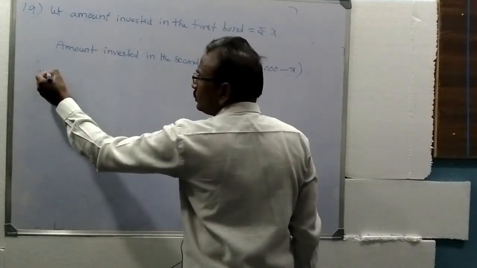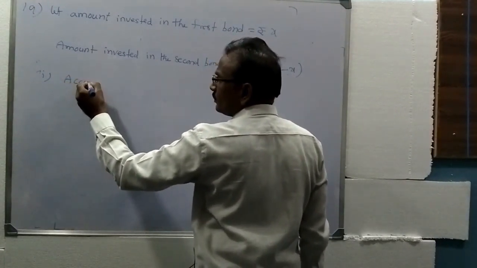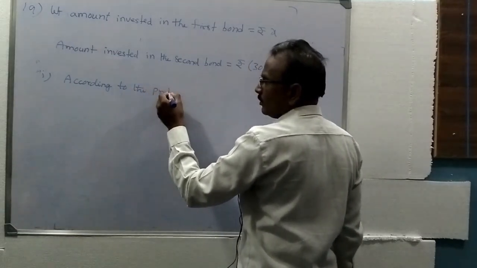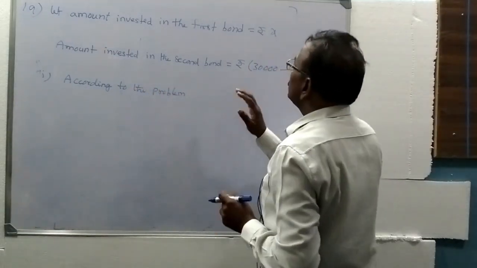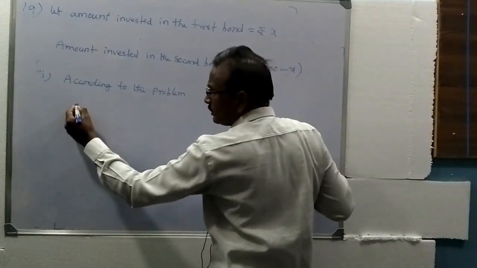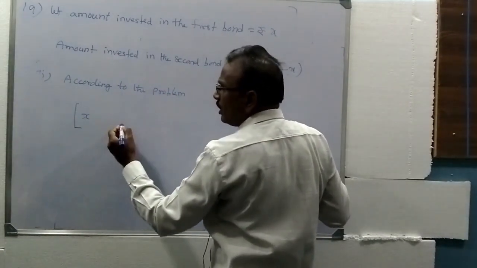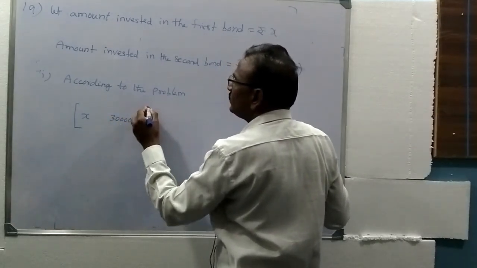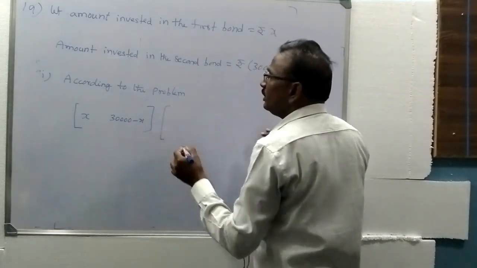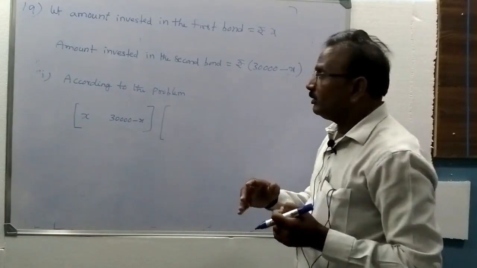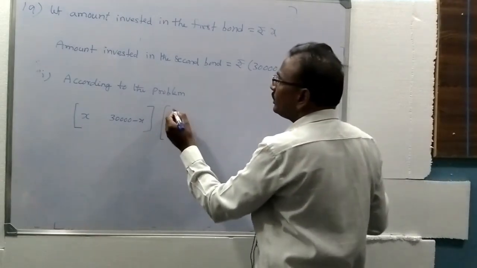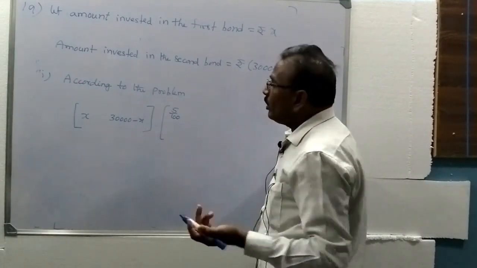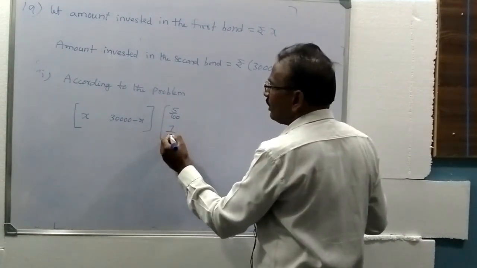According to the problem, first question. So the amount invested in the first bond is x. Amount invested in the second bond is 30,000 minus x. So this is the first matrix for the interest paid. The first bond is 5%, that is 5 by 100. The second bond is 7%, that is 7 by 100.